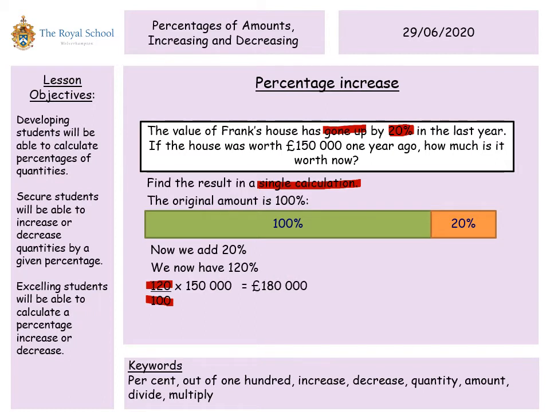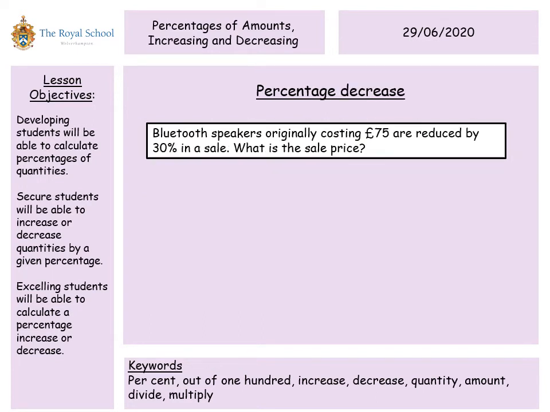We did work out that before by doing the separate parts, but this is one single calculation and is therefore going to be a little bit quicker. Let's then have a look at some percentage decrease problems. These are really useful if you draw a diagram for. So here, example here, we've got a Bluetooth speaker which originally costs £75 and is reduced by 30% in a sale. So what is the sale price? So we're now removing some percentage from the original price. This is one of the more common real life examples you'll see in the sales in shops for use of percentages.